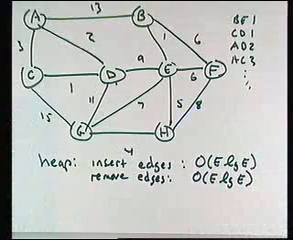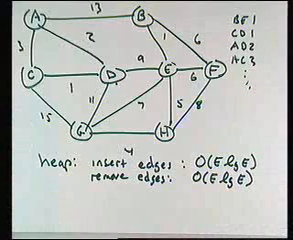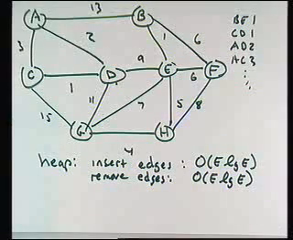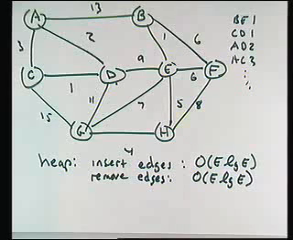I say, okay, all the edges are in our heap, now I consider them in order from low to high. The lowest weight edge I get by calling delete min on my heap. The next lowest weight edge I get by calling delete min on my heap, and so on and so forth. And so that's all there is to that.